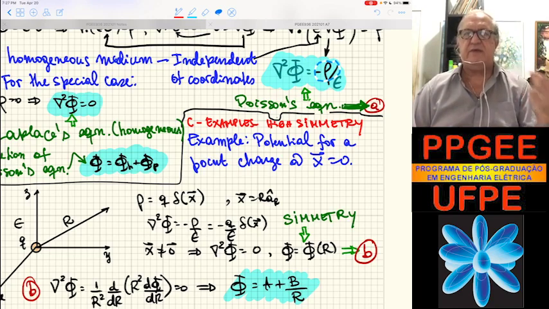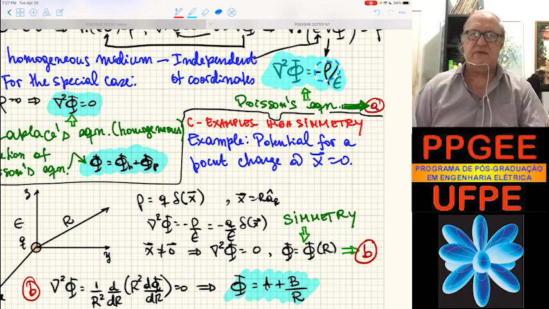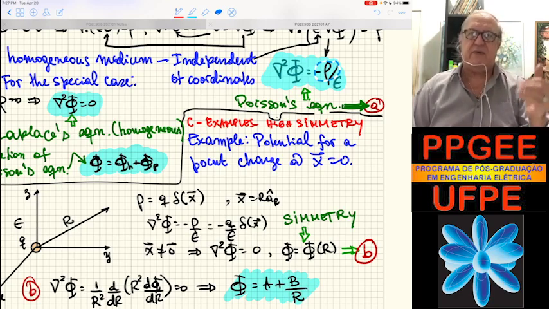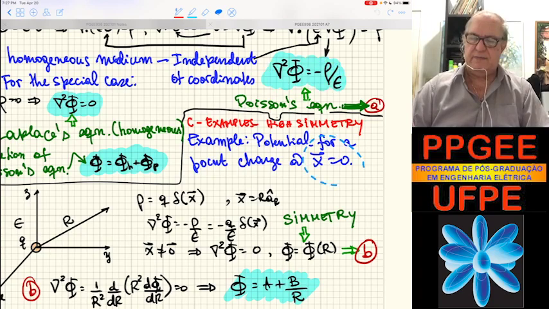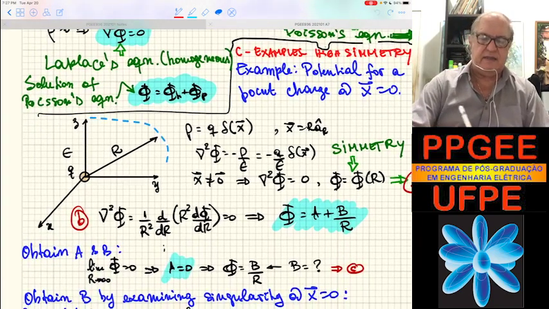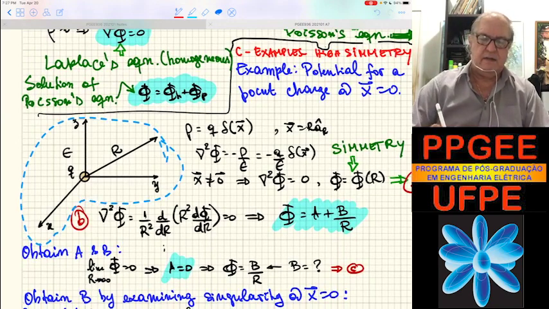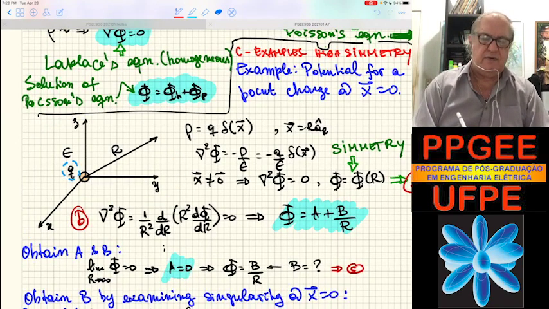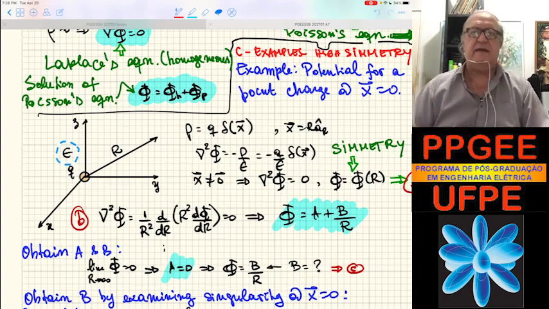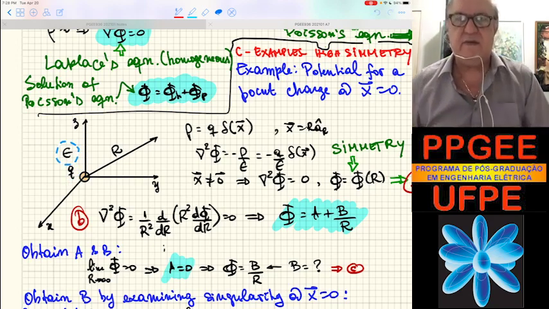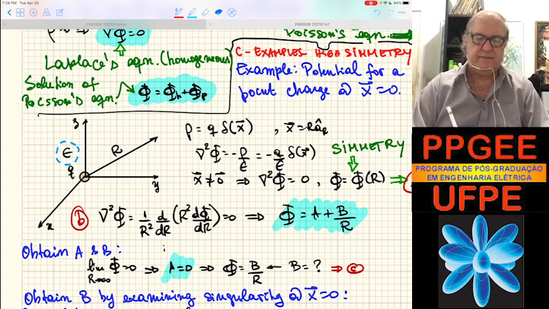We already derived the potential of a point charge by the integral solution using the delta function. Now we are going to solve a differential equation related to the point charge placed at x equals 0, okay? So we have that situation depicted in this picture here. We have a charge Q embedded in a homogeneous medium of permittivity epsilon, let's say.